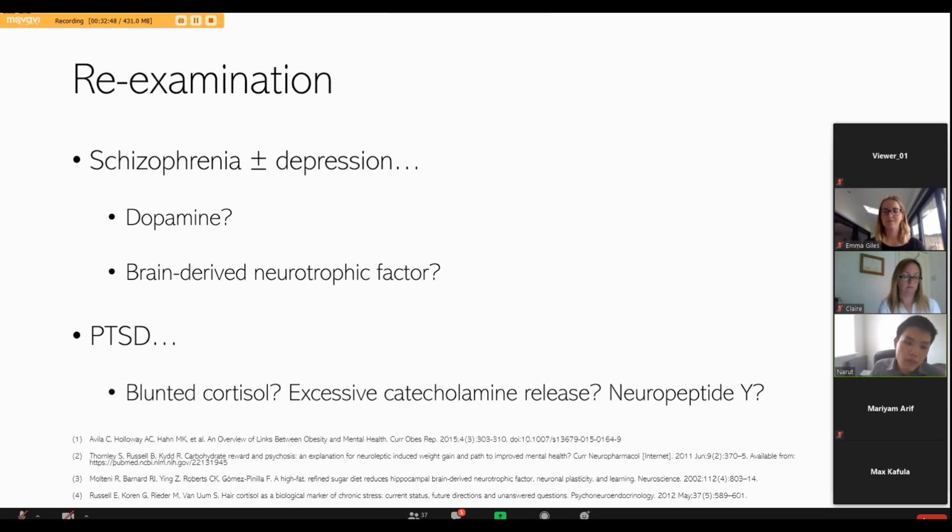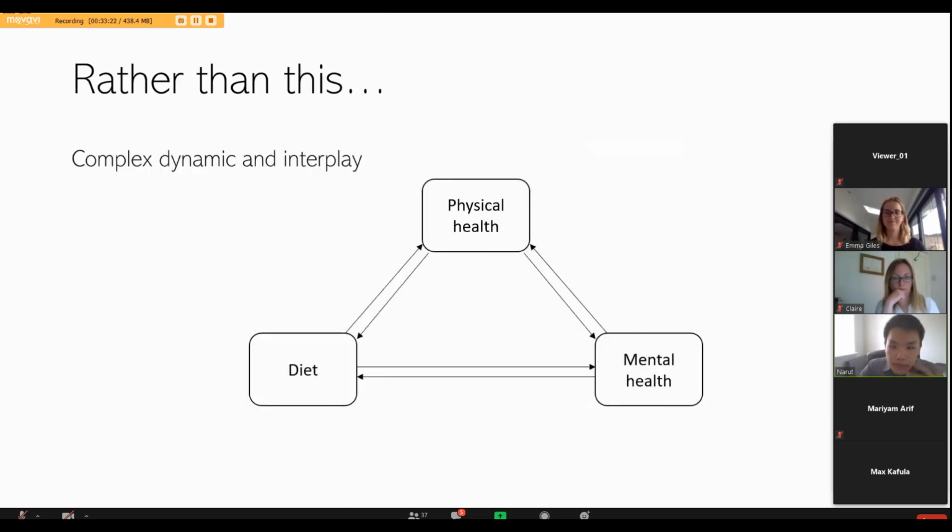That's just another example. In terms of post-traumatic stress disorder, people with these conditions have a very blunted cortisol with excessive catecholamine release. What that basically means is they have chronic stress and then even more stress if a trigger happens. And stress upregulates neuropeptide Y, and neuropeptide Y promotes the storage of fat around the abdominal organs. So we can already see that it's not simply three components. It's actually very complex. So perhaps rather than this, we could have this.